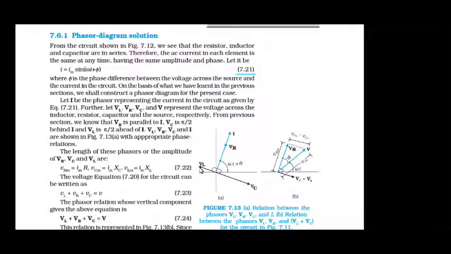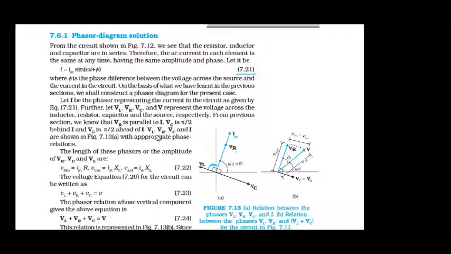So first one, VR is parallel to I. This is I, this is VR. Next, VL is π/2 ahead of I. VL is denoted this side, so it is ahead by π/2 angle, this angle, with respect to I.